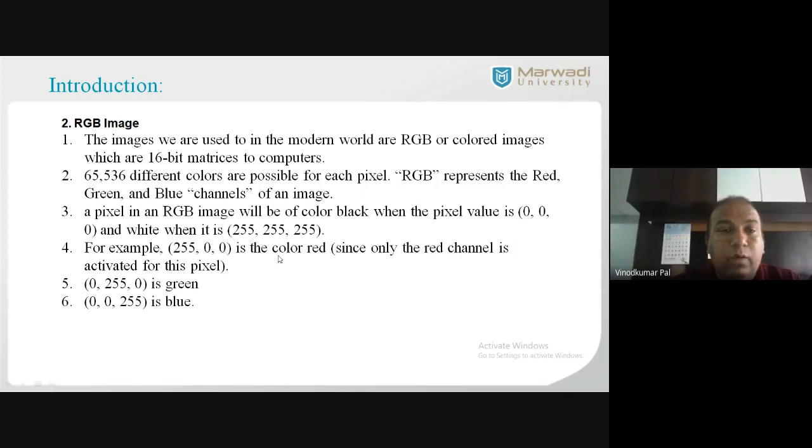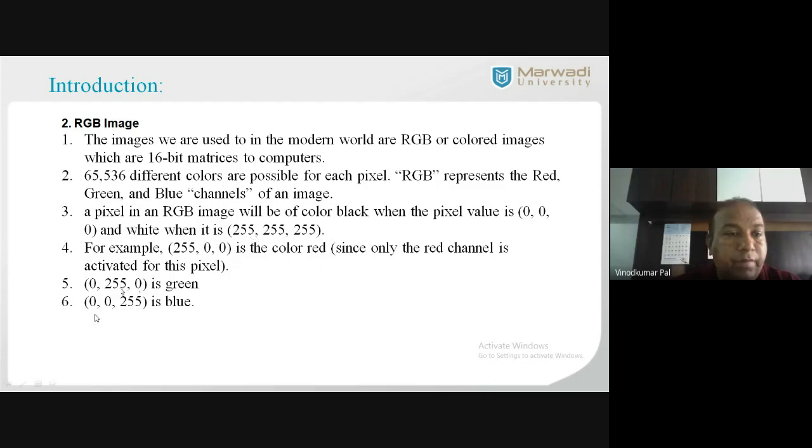Now, if you want to show the image in the red color only, what I can do is, out of these three channels, put the first value as 255, and the second and third parameters will be 0, 0. So my color will be red. Similarly, if the first one is 0, we are concentrating on the second one, the green.